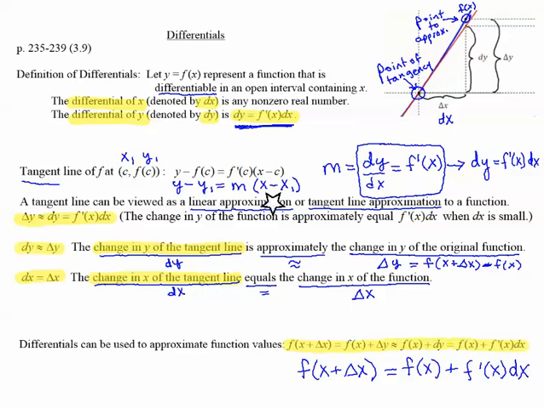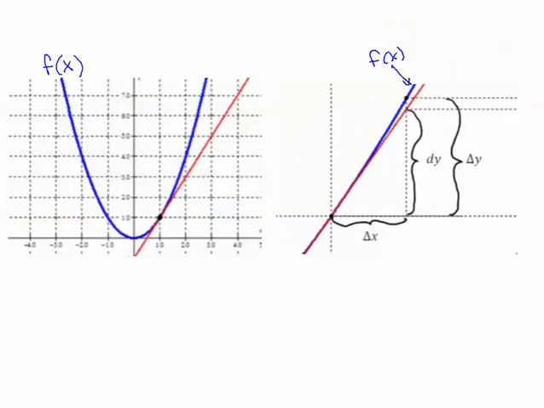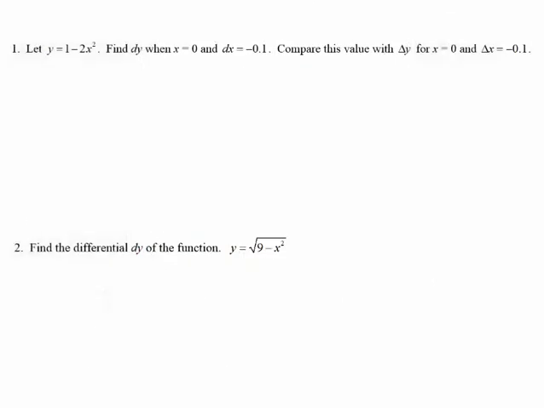Let's take a look at some examples that use differentials. Number 1, let y equal 1 minus 2x squared. Find dy when x equals 0 and dx equals negative 0.1. Compare this value with delta y for x equals 0 and delta x equals negative 0.1. So first of all, we remind ourselves that dy equals f prime of x dx.